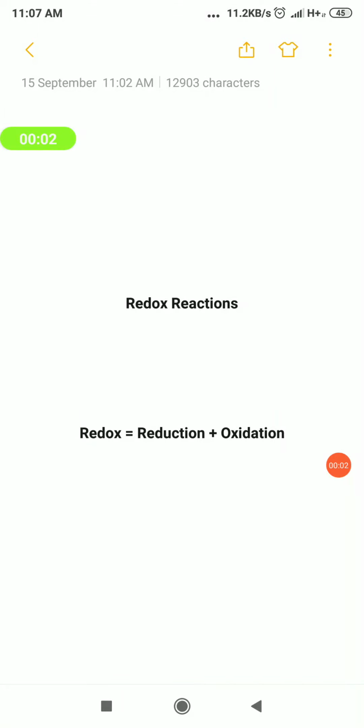Hello students, the next concept we are going to discuss in the first lesson of this 11th standard chemistry is redox reactions. Okay, look at the heading redox. It's a combination of two different words. Those words are reduction and oxidation. So we can define redox reactions as: when reduction and oxidation reactions take place simultaneously, such reactions are called redox reactions.